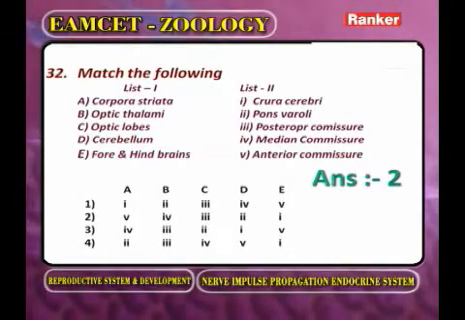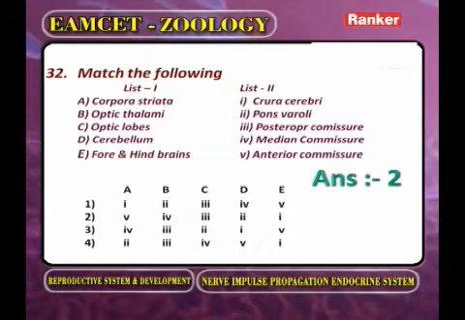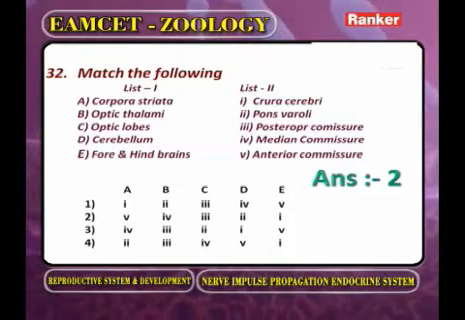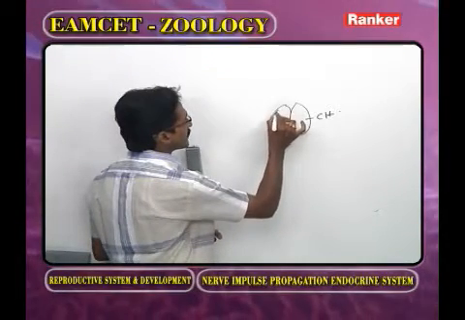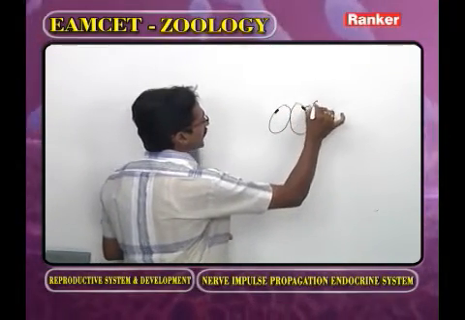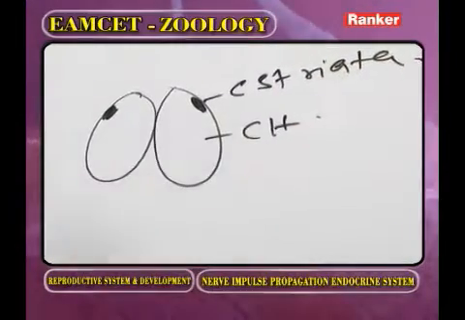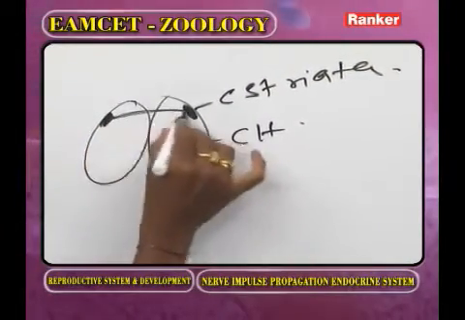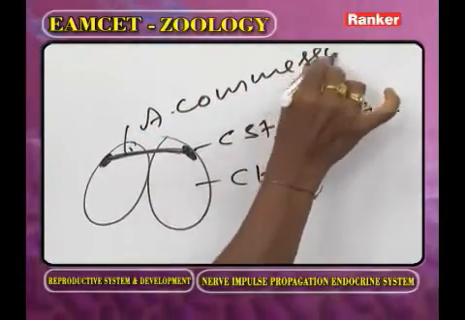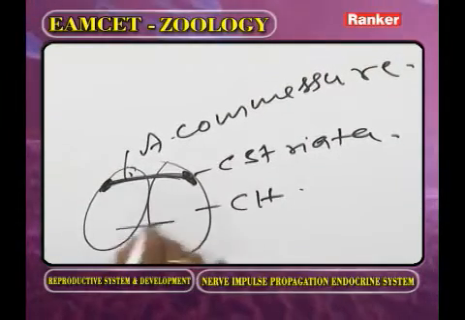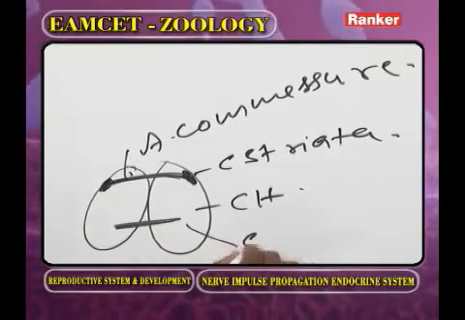Now, corpora striata, optic thalami, optic lobes, cerebellum, fore and midbrains. Now you have to observe the list once again. We call this corpora striata. These are called the cerebral hemispheres. In the cerebral hemispheres, one type of nerve tract we call corpora striata. The corpora striata are connected by a nervous tissue that we call the anterior commissure. Now the cerebral hemispheres are connected by the corpus callosum.